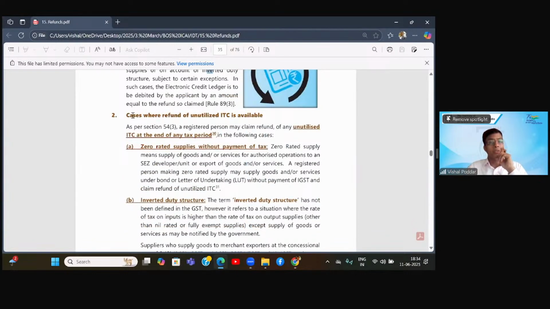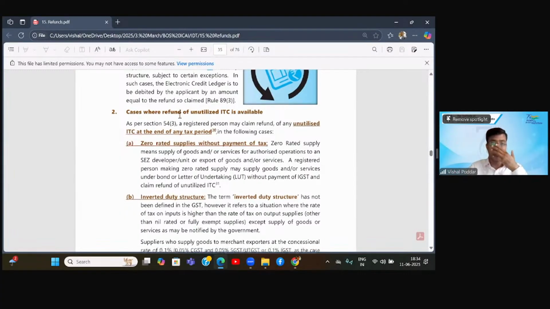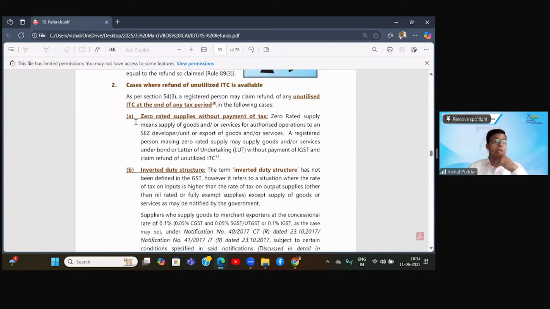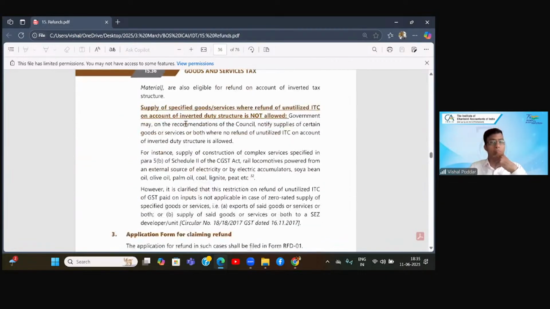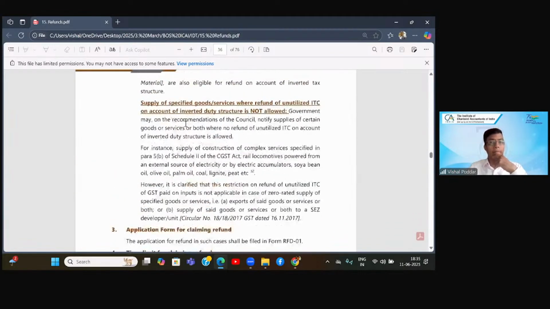So now, a list is given as to cases where refund of ITC portion is available. First, where you are exporting or supplying to SEZ without payment of tax. Two, where you have inverted duty structure. Next, supply of specified goods or services where refund of unutilized ITC on account of inverted duty structure is not allowed. So there are some exceptions.